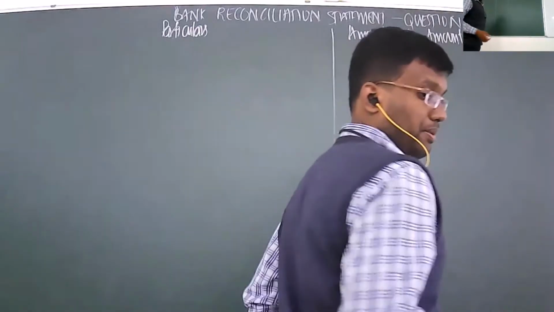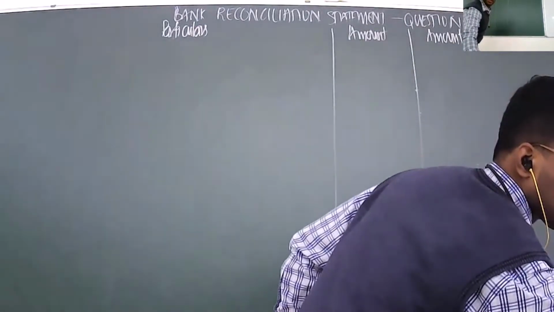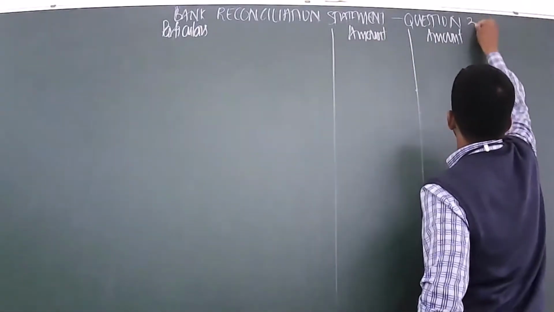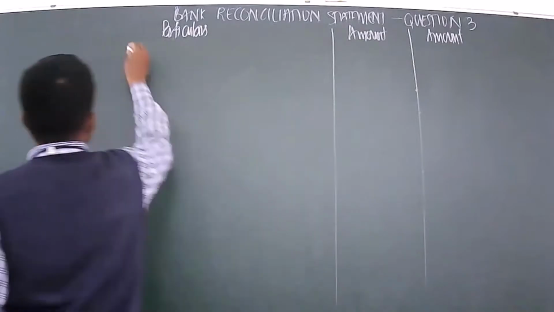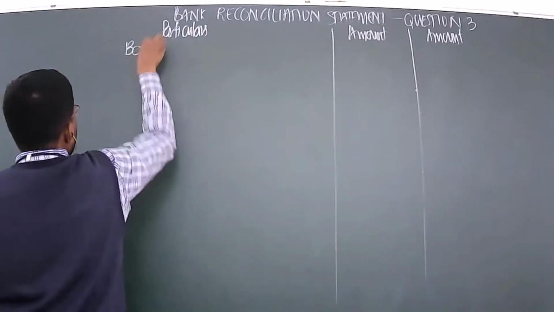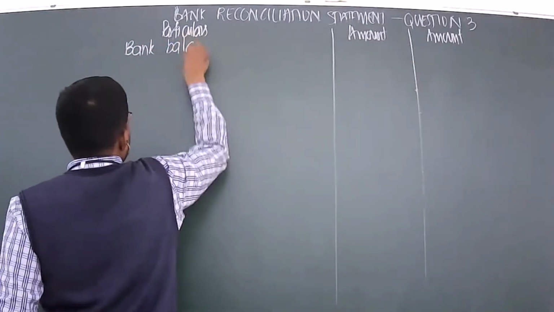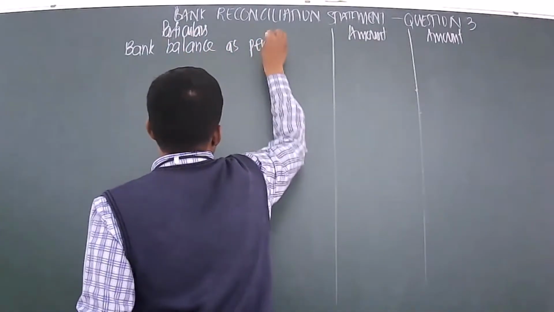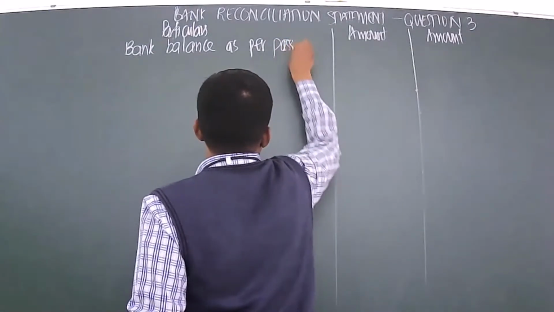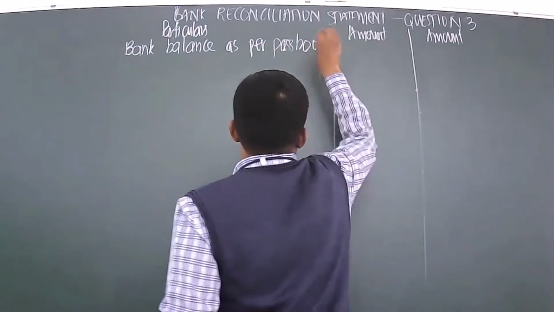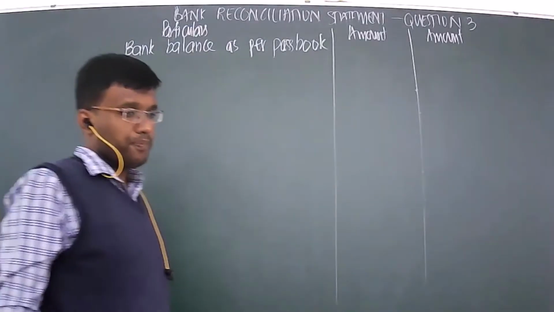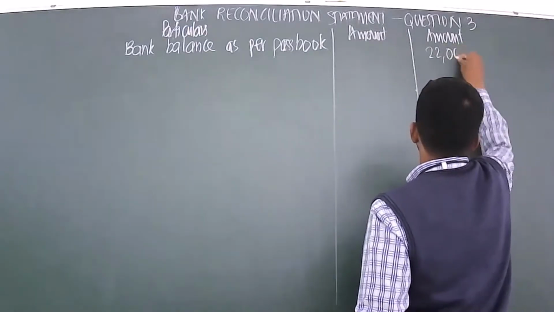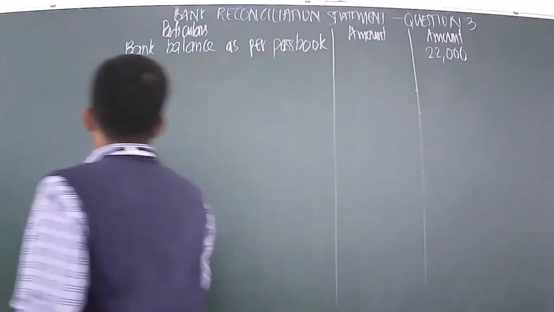So here we are preparing the next question, and in the next question we have a scenario where we've been given the bank balance as per passbook, and we will have to calculate the bank balance as per cash book. So here this balance shows to be 22,000.